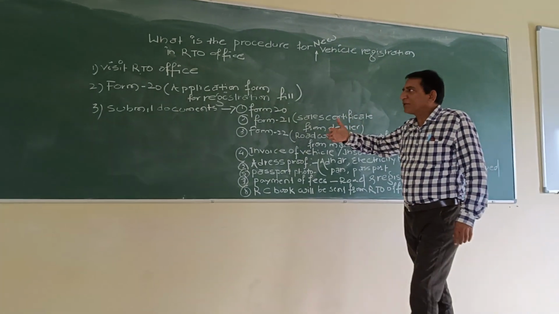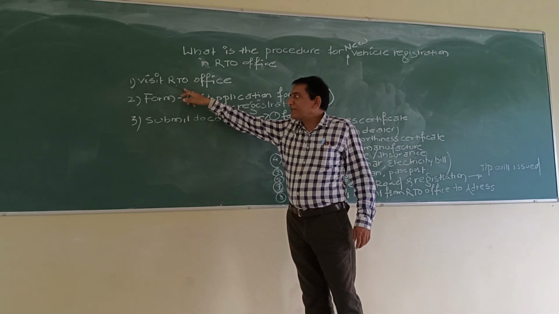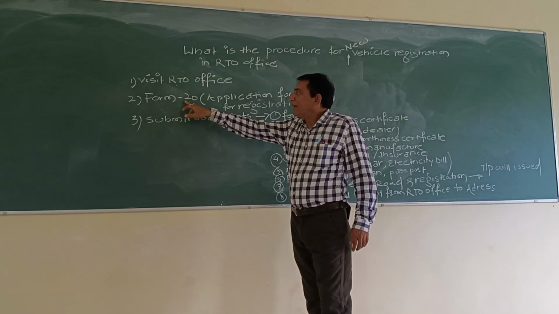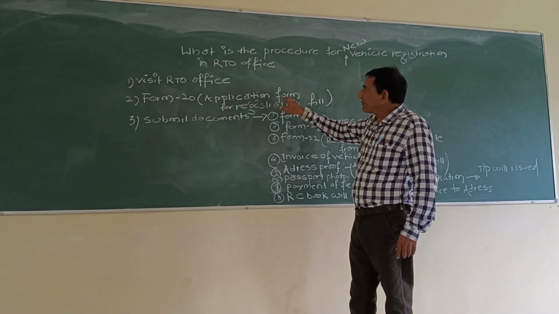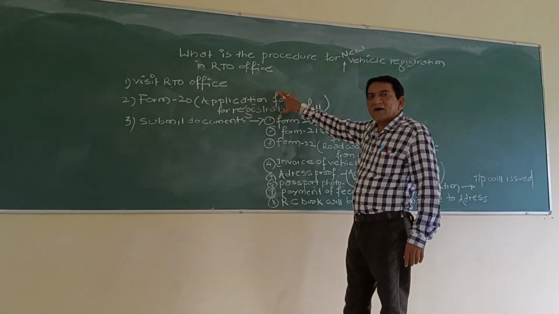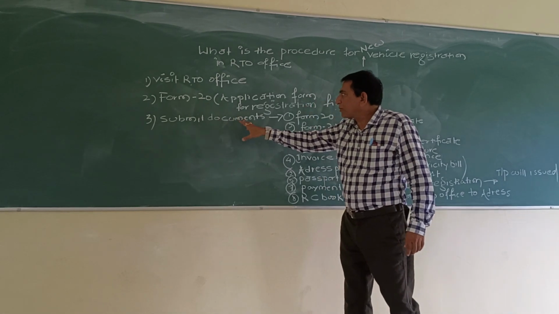So what we have to do: first, we have to visit the RTO office. After reaching the RTO office, collect Form 20. Form 20 is the application for registration. You just have to fill in this Form 20. Then, you have to submit the documents.